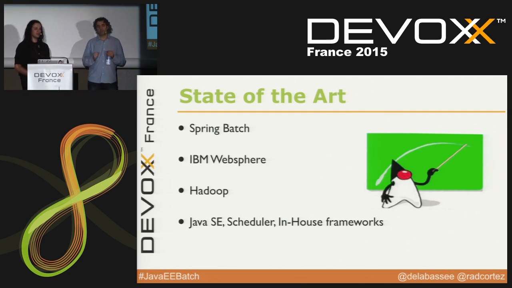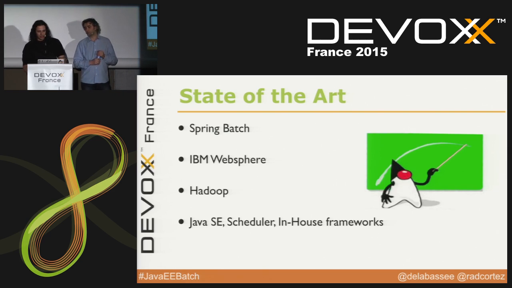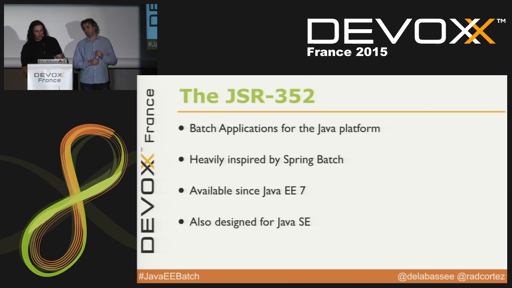For example, you will see that Spring Batch has been influential in the definition of the specification. So you can use the standard JSR 352 with an underlying solution such as Spring Batch or any other solution. That's really the benefit of that approach. Yeah, awesome. So going to JSR 352, this is actually heavily inspired by Spring Batch.